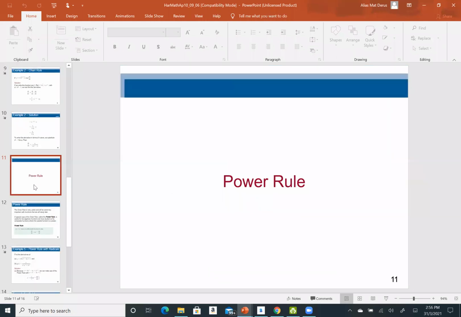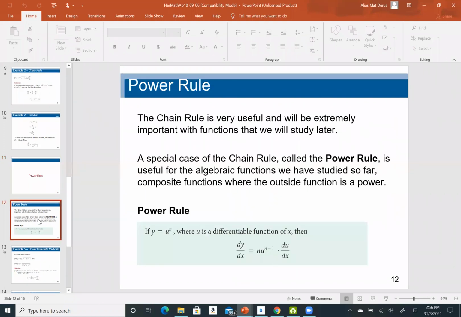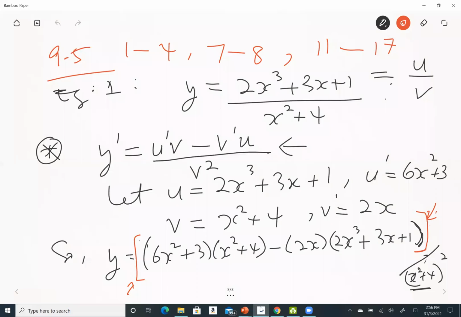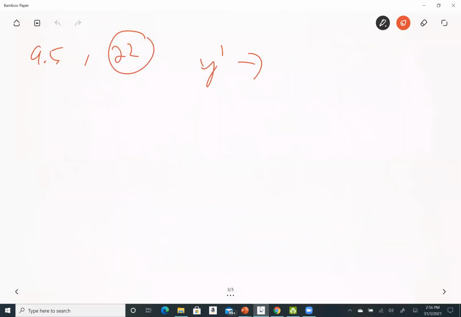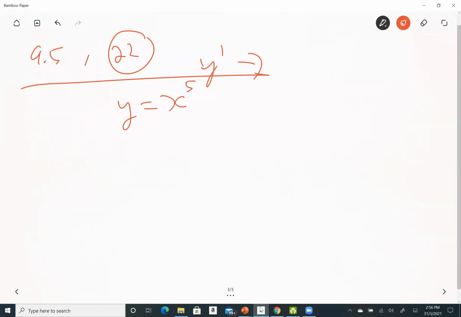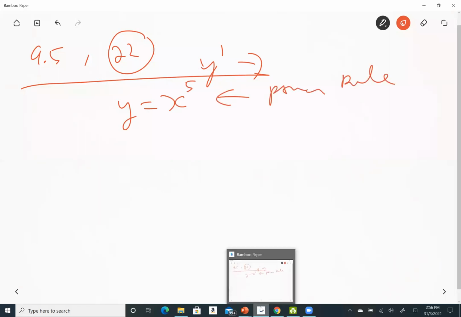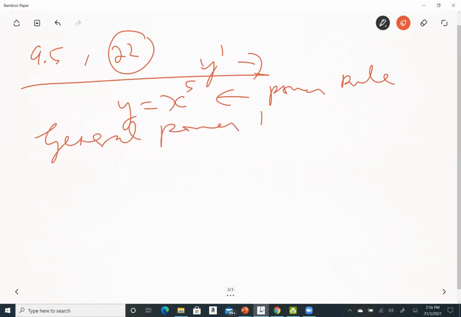So here I have a power rule that is actually more general, so we call it the general power rule. The power rule that you have earlier, just power rule, is for y equal to x to the power of 5. So we apply the power rule. But now we have the general power rule. It's more general.